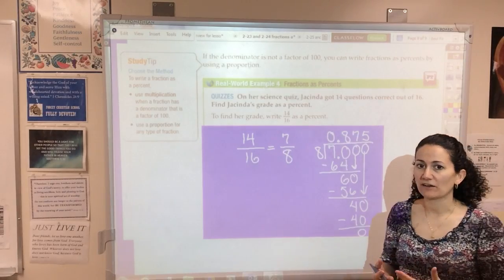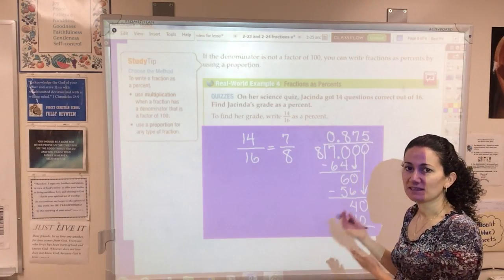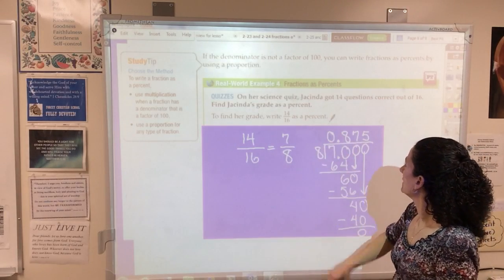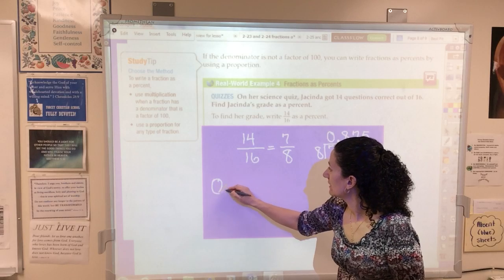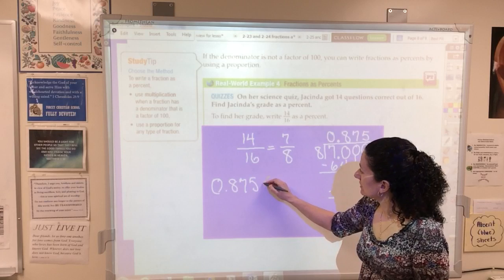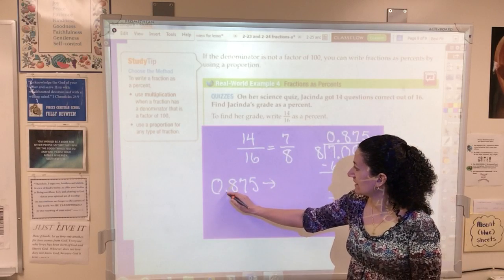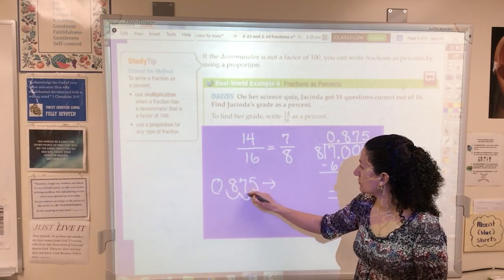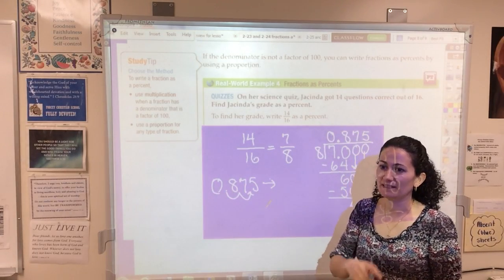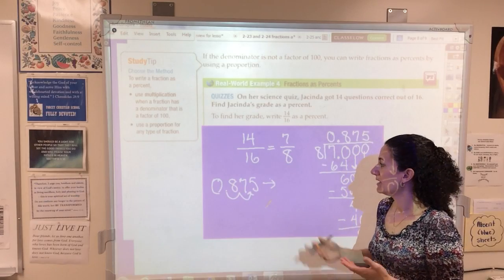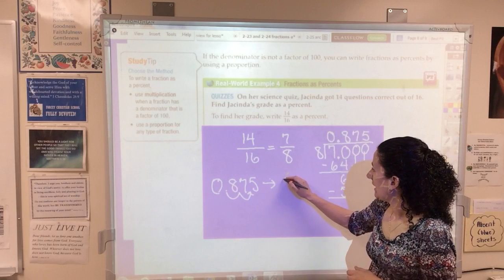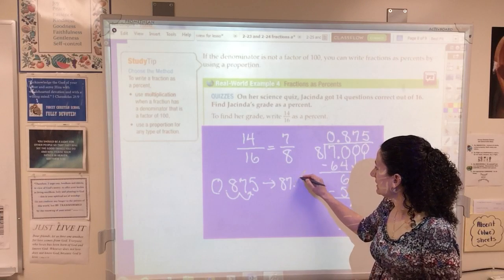But I'm still not finished. This is a decimal. So then I need to convert it. I need a percent. So 0.875 as a percent, that process is pretty easy. All you do is take the decimal and move it 2 times to the right. We're going to talk more about how easy it is to change a decimal to a percent or a percent to a decimal tomorrow. For right now, all you need to worry about is moving the decimal 2 times, and you'll have 87.5%.